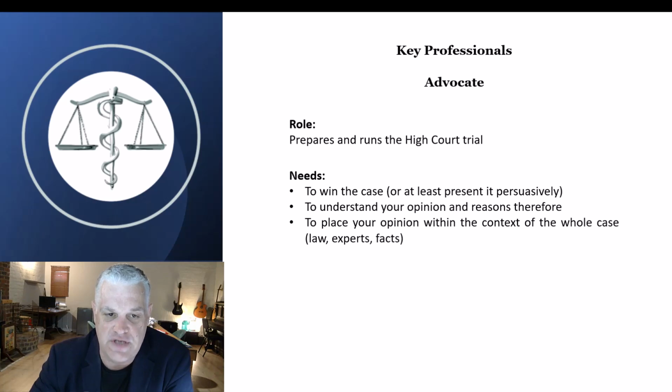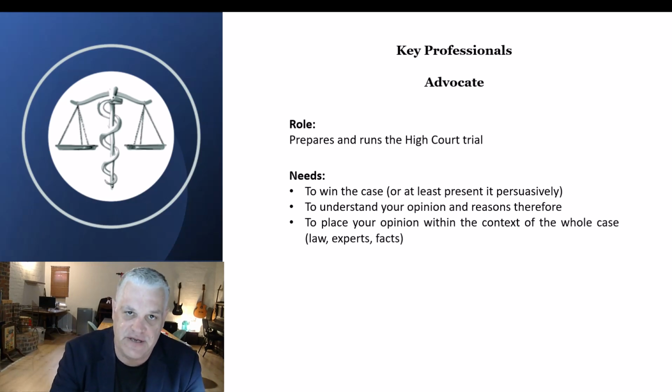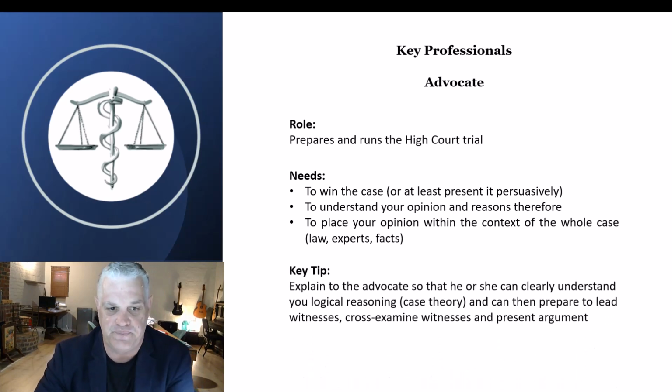And then also the advocate needs to place the expert's opinion within the context of the whole case. So the advocate needs to build a case with reference to the legal position, the law, with the expert evidence, and then to the facts which are being dealt with, and put all of that together in a cohesive and coherent argument.